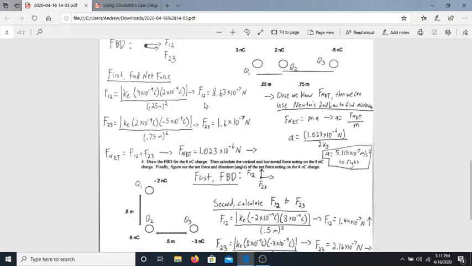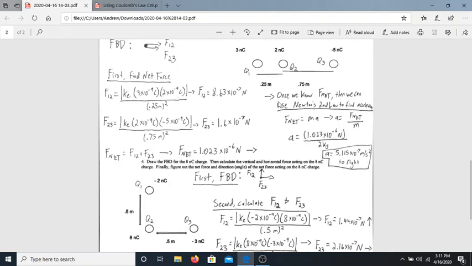Okay, so those are the two electric forces. We know the net force is those two added together because they're going the same way according to our FBD. So if we add these two numbers together, we get that the net force is 1.023 times 10 to the negative 6 newtons. So it's still a really small number, and it's pushing it to the right.